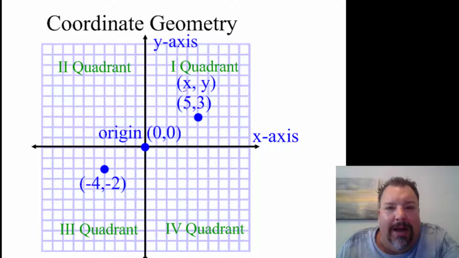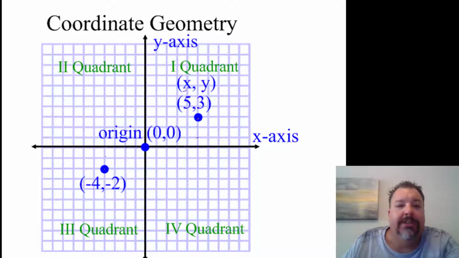And so if we have a positive x, 5, 3, that means that we're going to go to the right 5 spaces, 1, 2, 3, 4, 5, and then the 3 is going to tell us to go in the positive direction 3, 1, 2, 3, and we end up right there at 5, 3. Whereas if we have a negative x value and a negative y value, like negative 4, negative 2, then negative 4 is going to tell us to go to the left 4 spaces from the origin. We always start back at the origin, 1, 2, 3, 4, and then the negative 2 is going to tell us to go down 2 spaces, 1, 2.